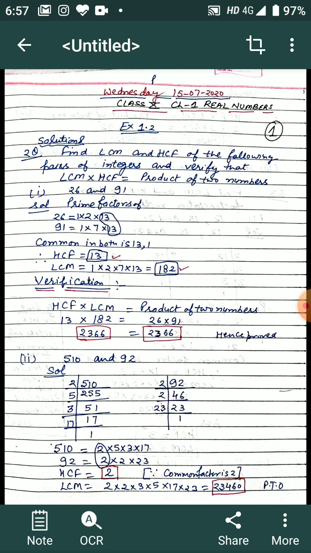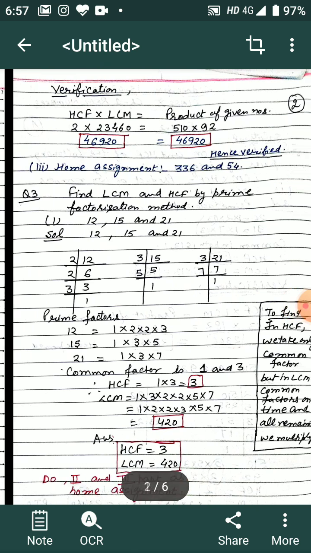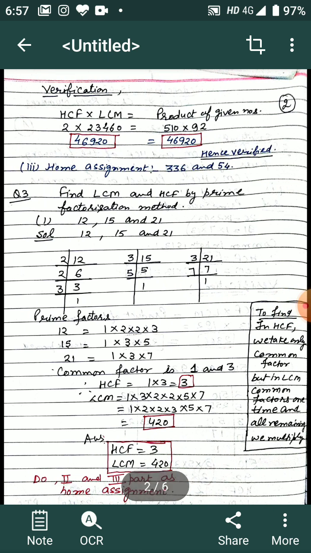So you will write here HCF into LCM is equal to product of two numbers, and then you multiply, you will get left hand side equal to right hand side. Means in this question, firstly you have to find out the HCF and LCM and then verification. There are three parts of this question, and you will do these three parts with the same method. I have solved the second part for you also, the third part you will do yourself. It is your home assignment.